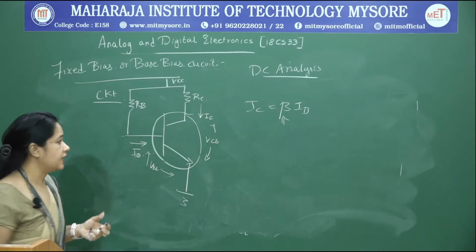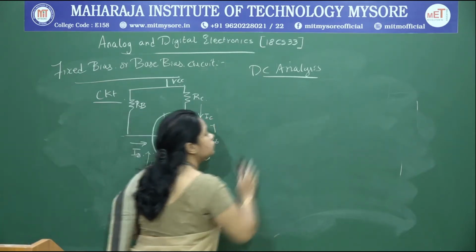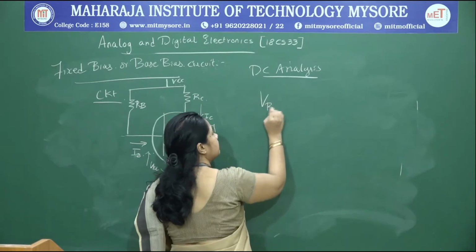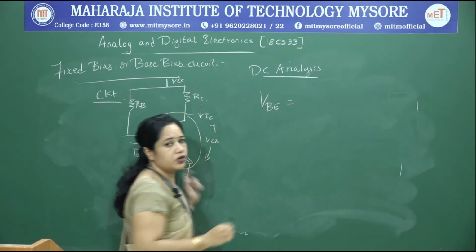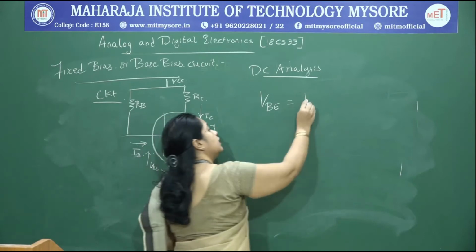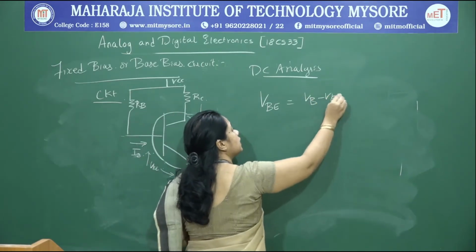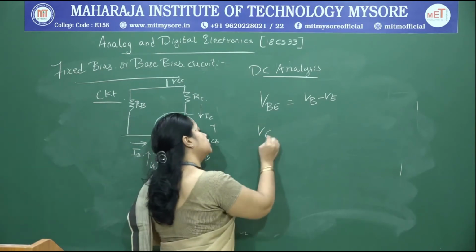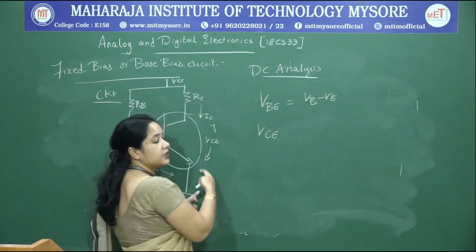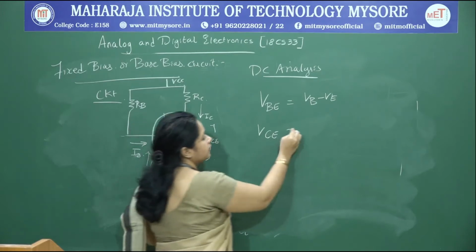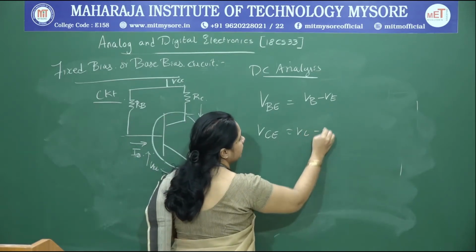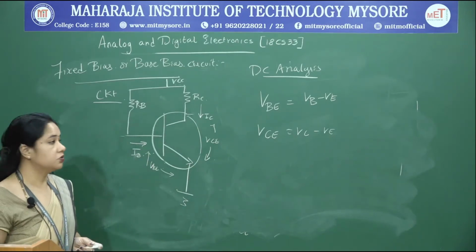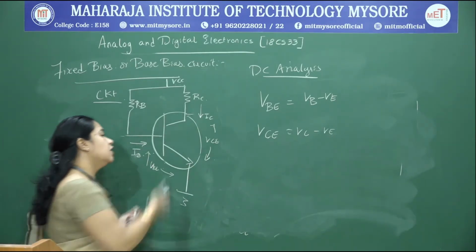So, this is how we do the analysis. You are aware of the base emitter junction and the base emitter voltage? It is the differential voltage between base and emitter. I can call it VB minus VE. Similarly, what is the collector emitter voltage? Again, it is a differential voltage between the collector terminal and the emitter terminal. We can call it VC minus VE. So, this is with respect to base emitter voltage and collector emitter voltage.